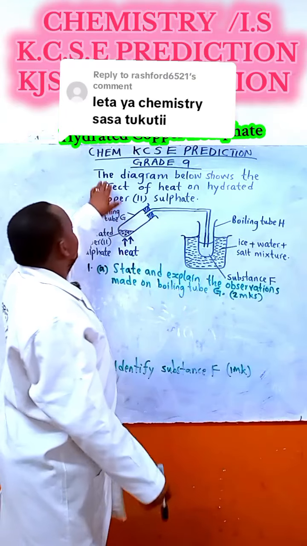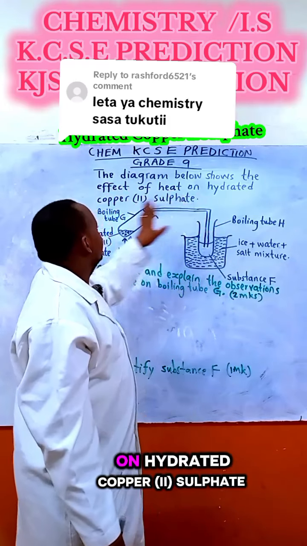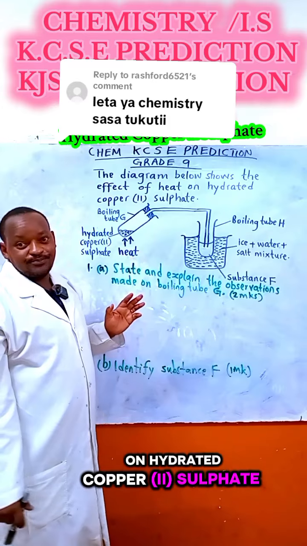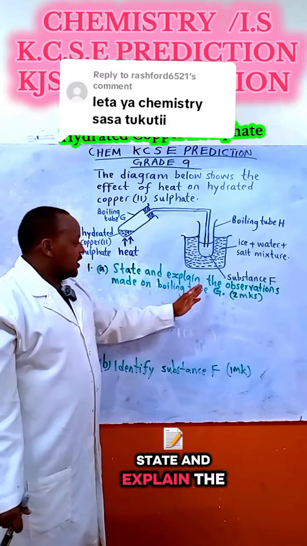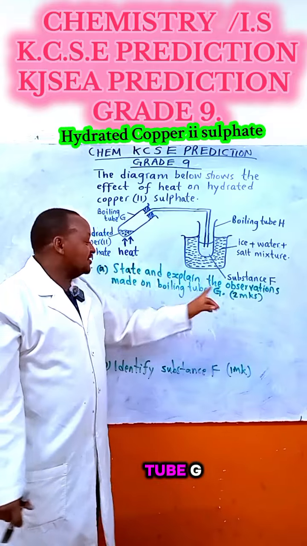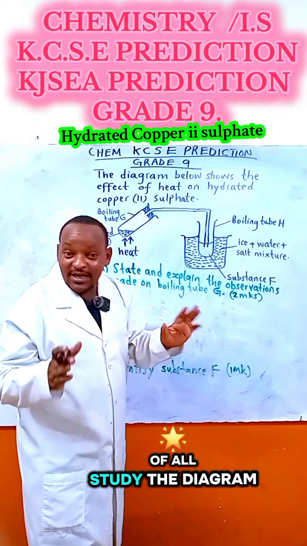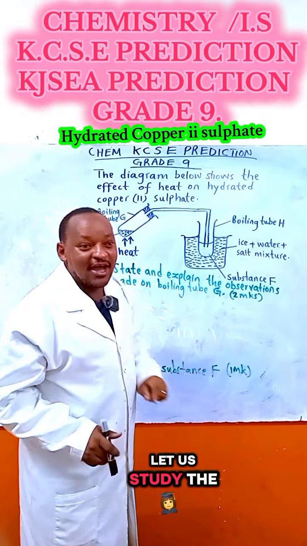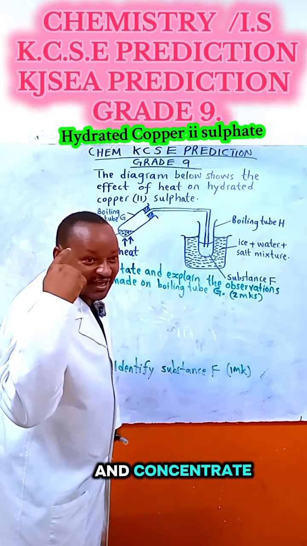The diagram below shows the effect of heat on hydrated copper-2 sulfate. Then we are given the questions here. State and explain the observations made on boiling tube G. Now, let us first of all study the diagram. This is very simple. Just open your eyes and concentrate.